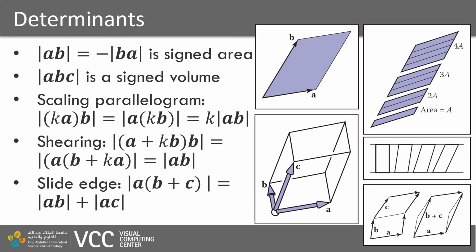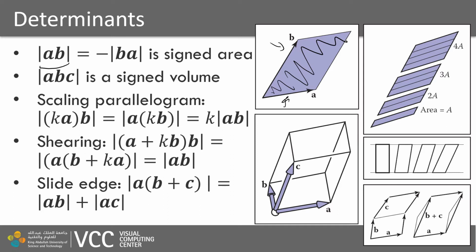So let's start with the notion of determinants. Determinant is defined as a signed area between two vectors. So if you see here the determinant of A and B, which are two vectors shown in this image, where A is here and B is here, the determinant means a signed area. Signed means it could be either positive or negative.